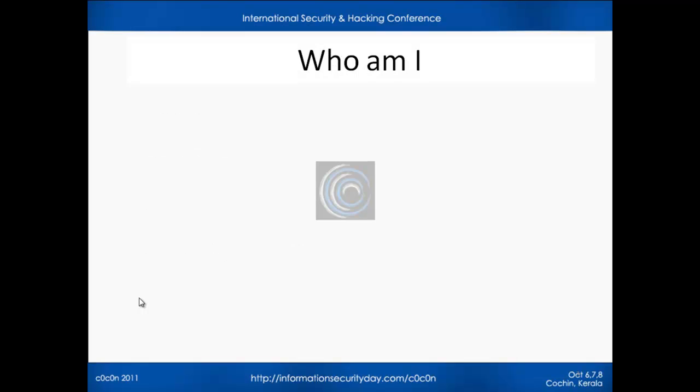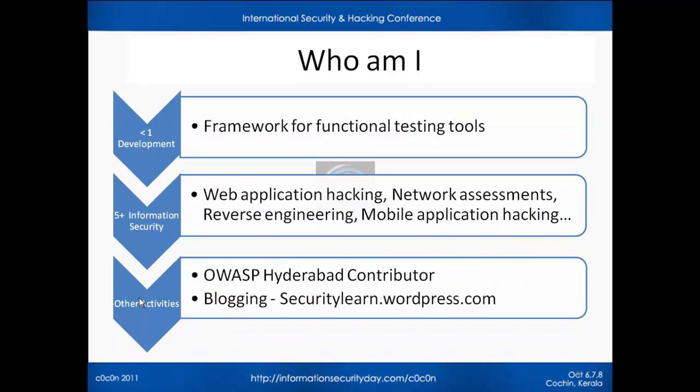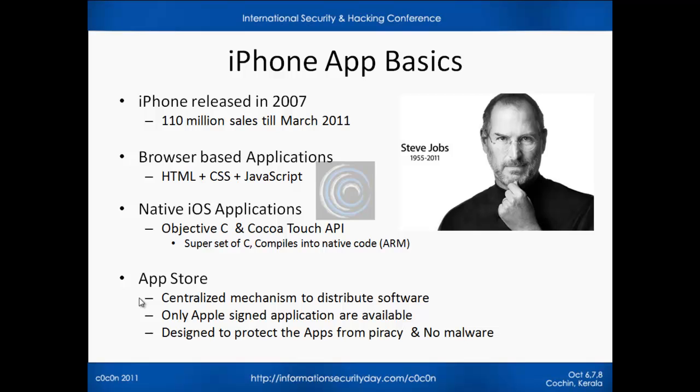But who am I to tell you all this information? This is me. I was a developer for 1 year and then moved into information security. Since then, it's around 5 years working on web application hacking and reverse engineering, network hacking, Wi-Fi hacking, and mobile application hacking. My offline activities are contributing to OWASP Hyderabad chapter and running a blog, securityland.wordpress.com. Before actually getting into pen testing of iPhone applications, I'm going to cover few basic things about iPhone.